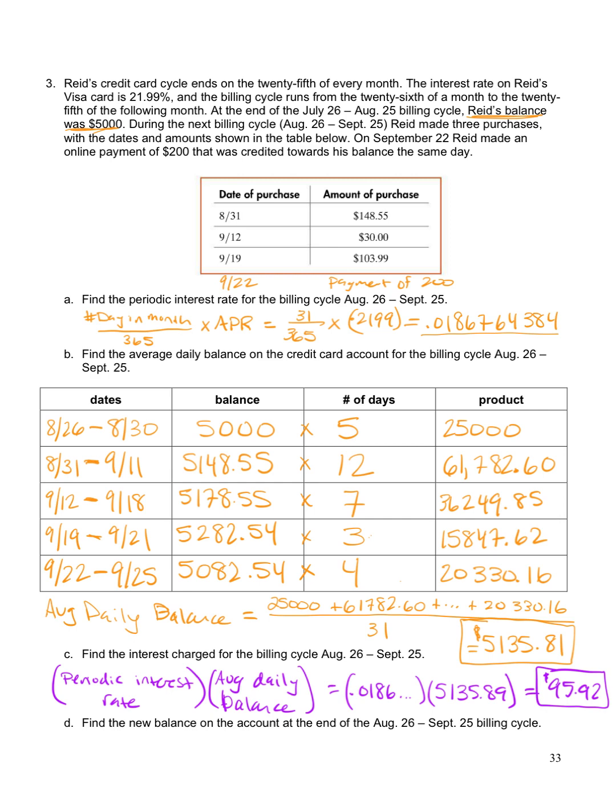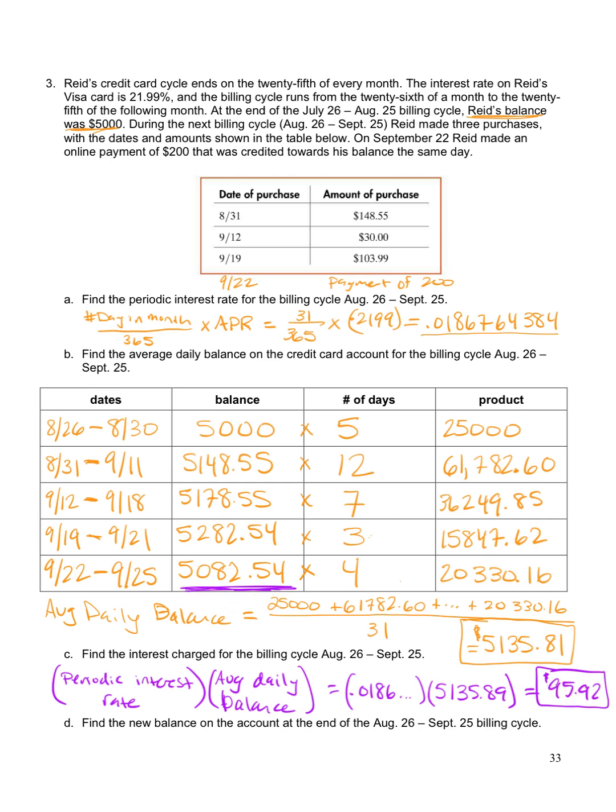And then part D is find the new balance on the account at the end of the billing cycle. So this is the balance at the end of the billing cycle before I added interest charges. So I started with $5,000 balance. I added to it with some purchases. I subtracted from it with a payment. And then I have to add on my interest charges to where I left off.